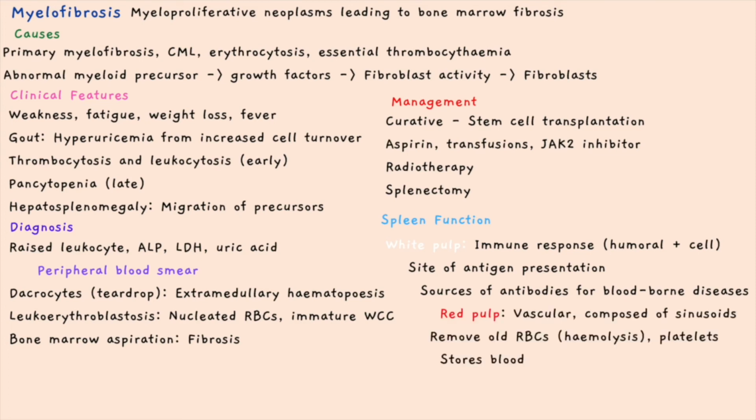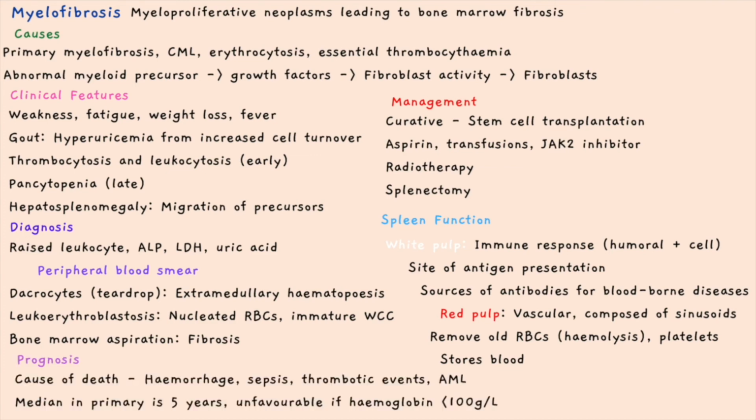Red pulp is the vascular component of the spleen and is composed of sinusoids. They remove old or defective red blood cells through hemolysis, as well as removing platelets and storing blood. It's a blood reservoir. Prognosis is quite poor, with the median for primary myelofibrosis being 5 years, and it's especially unfavorable if you have a low hemoglobin.